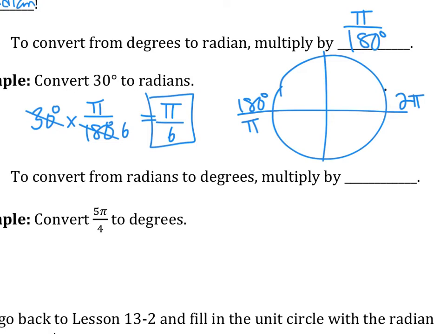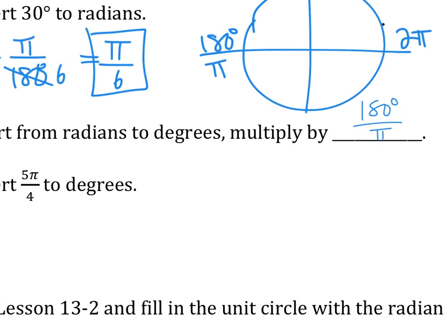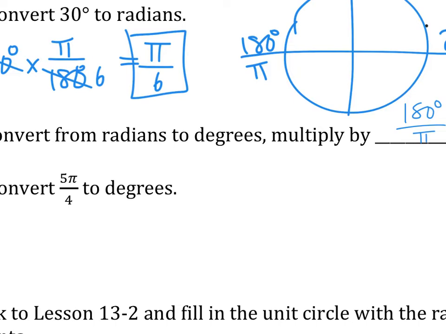Okay, now let's say that we want to go backwards. We want to change from radian to degree. To change from radian to degree, we want to multiply by the opposite. So that is 180 degrees over pi. Okay, so let's look at this one: 5 pi over 4, to degrees.